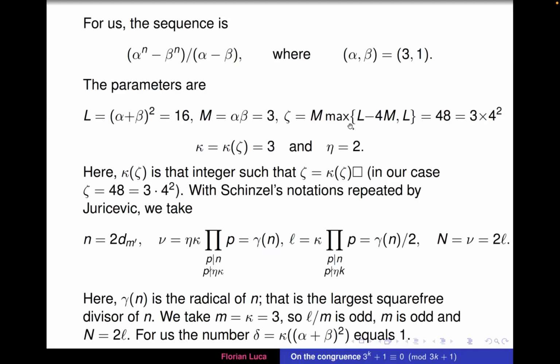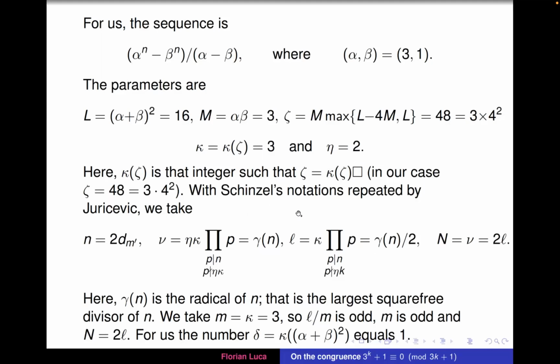Then he takes this number, which he denotes zeta, which is capital M times the maximum between L minus 4M and L, which in this case is 48. He writes 48 as a square times the square free, and he denotes the number kappa to be the square free part after you wrote the square. So 48 is 16 times 3. And then according to this number kappa, according to its residue class and so on, he has another parameter which he calls eta. And for our case, eta is equal to 2.